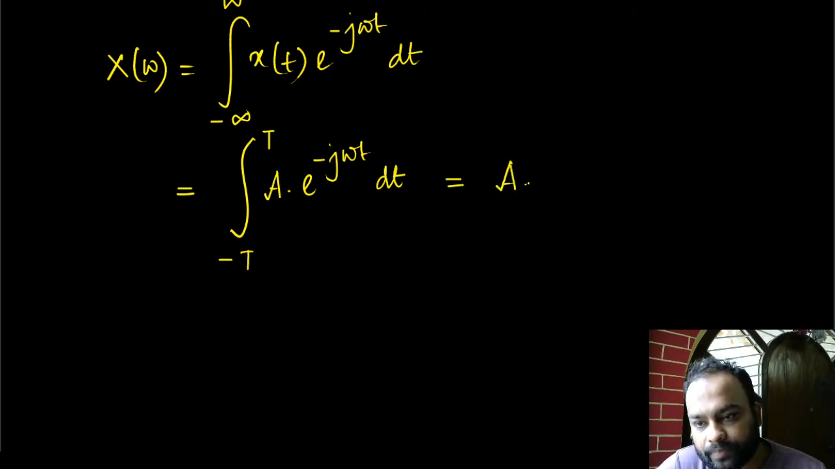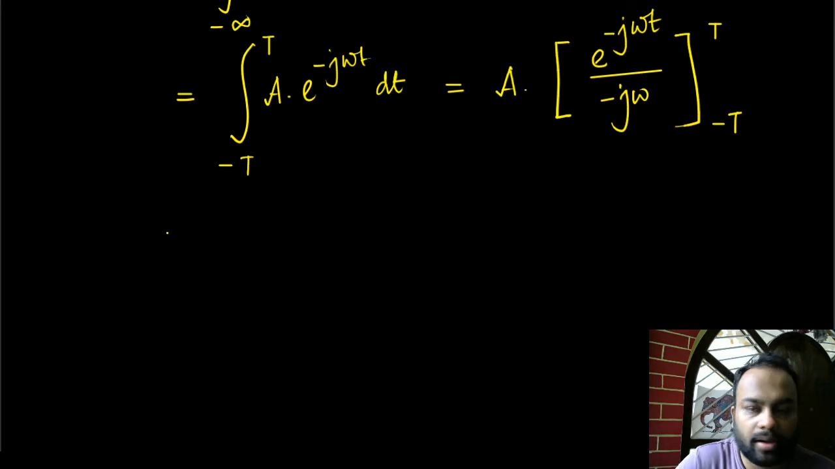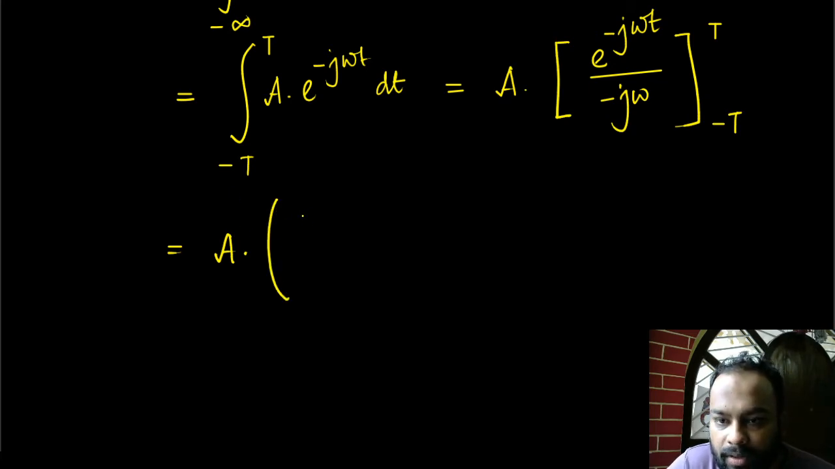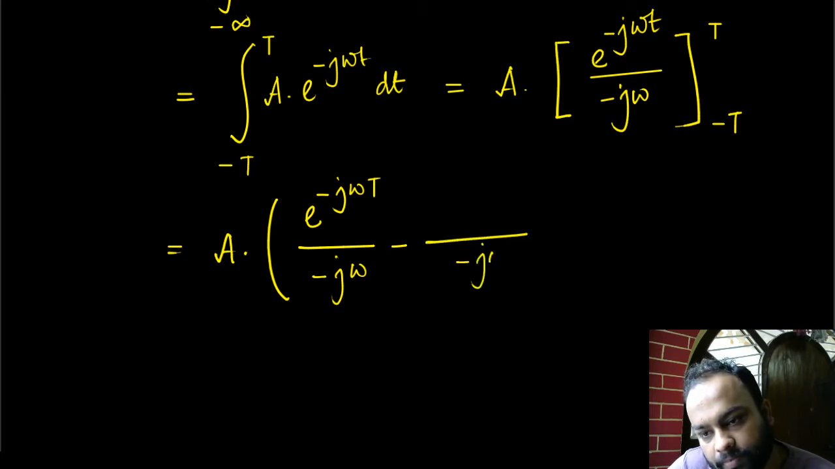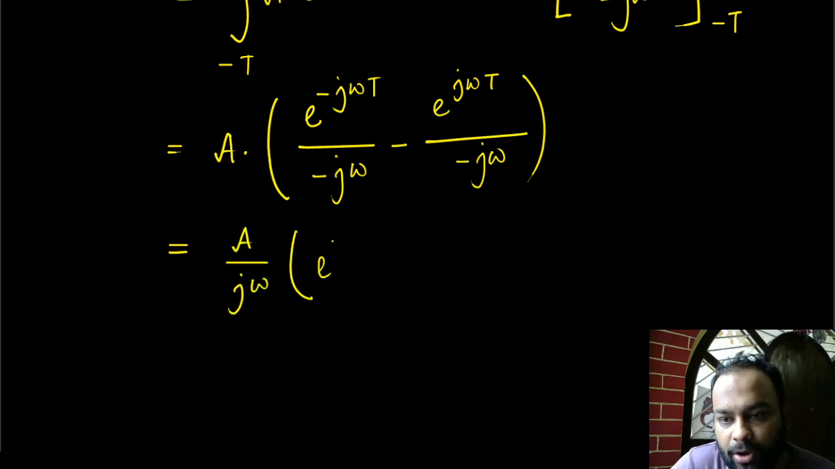With that said, I can now very quickly integrate this. A goes outside of the integration because that's a constant. And for this integration, what is the integral? That's e to the power minus j omega t divided by minus j omega. Again, if you have any query, any question, please post them in the live chat. I'll make sure to answer them. Then we replace the upper and lower limits, and putting minus T gives me, taking care of the minus sign and bringing j omega back, A by j omega times e to the power j omega T minus e to the power minus j omega T.